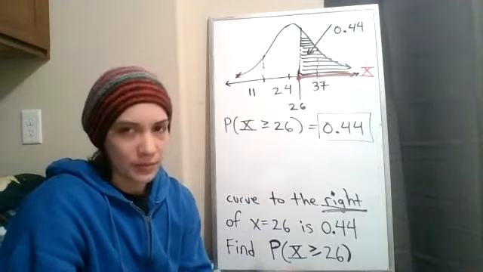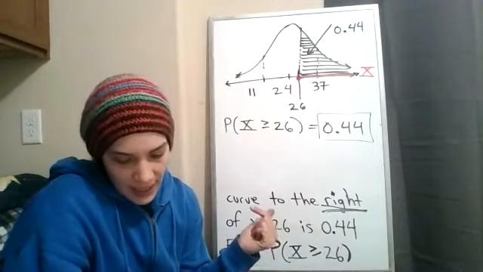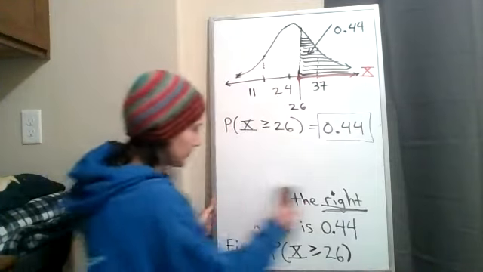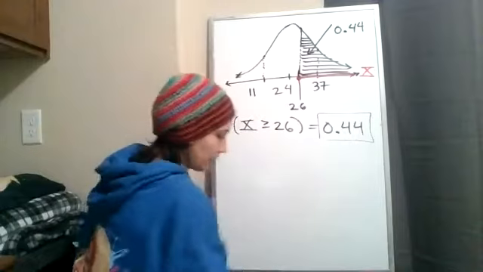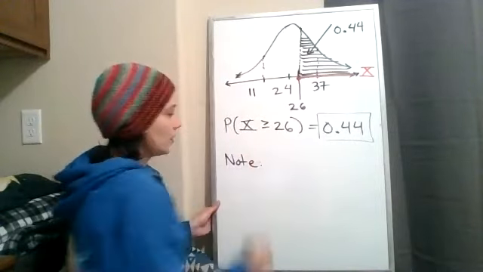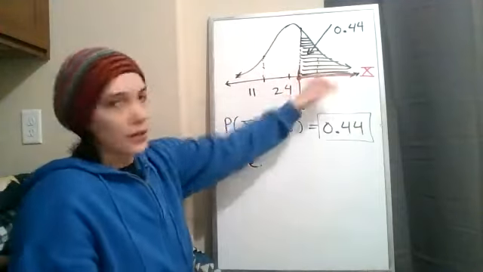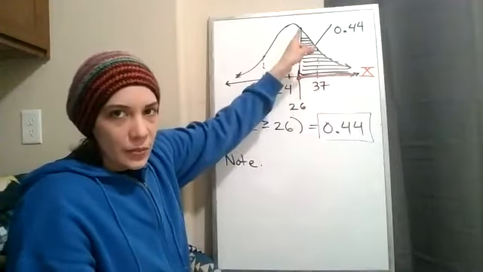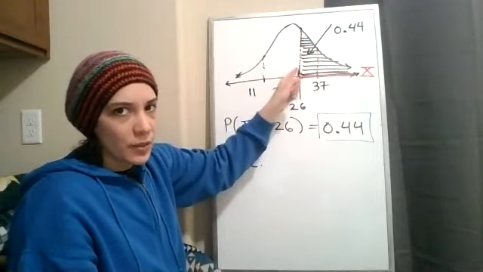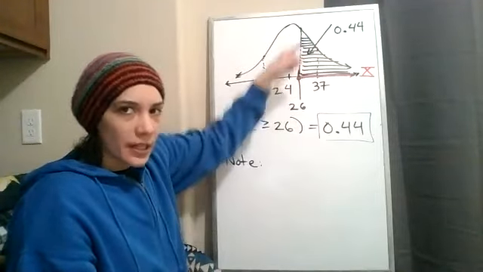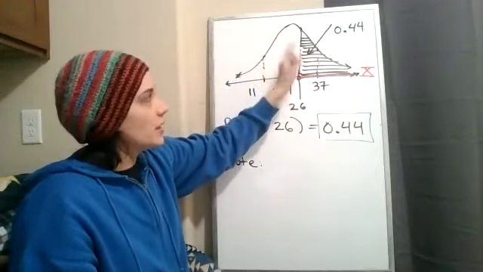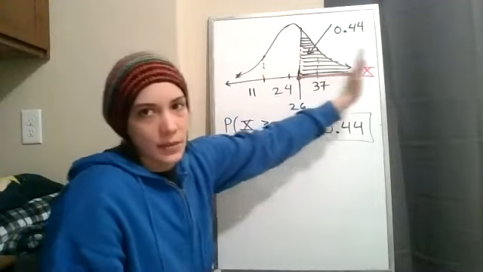Or 44%, either way. And then I wanted to put that note down that when you're talking about the area under the curve, this one little strip right here is such a small amount of area, it doesn't matter if it's filled in or if it's missing. So you can draw a straight line or a dotted line. It's not going to affect the overall number. That represents this area.